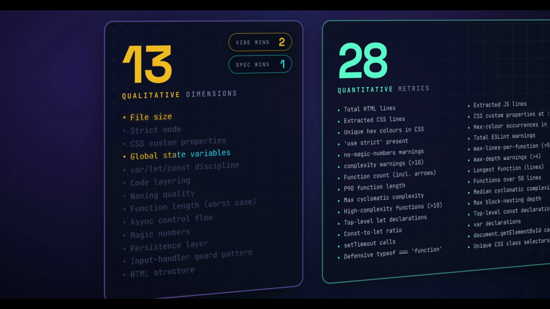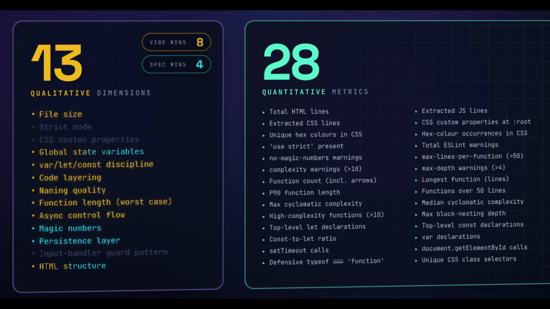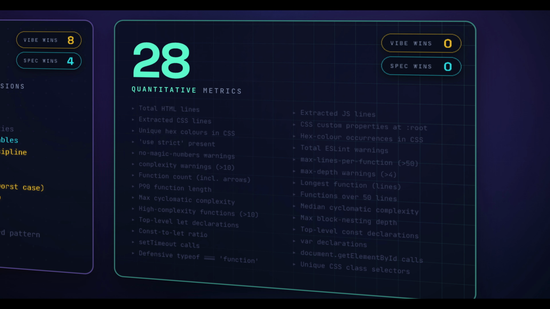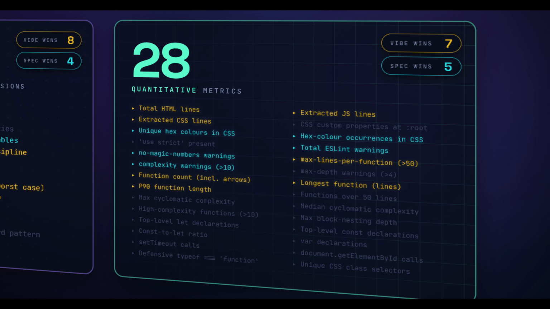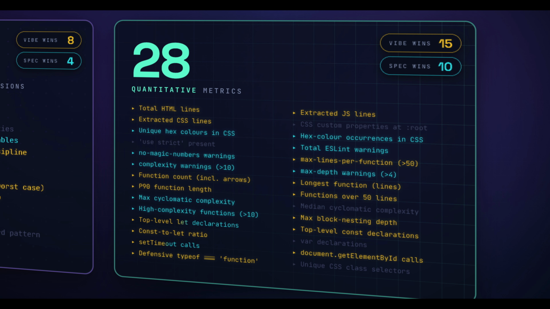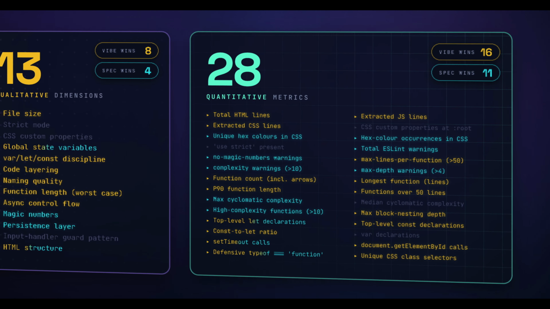Out of 13 qualitative dimensions, vibe mode took 8. The 2 spec mode variants combined for 4. On the quantitative side, the split was similar. Vibe 16, spec 8 between them. Vibe sweeps the file level concerns: bulk, layering, naming, function length, async. Spec mode wins on narrow per feature axes, persistence validation, and magic number hoisting. The pattern is consistent across both review methods.